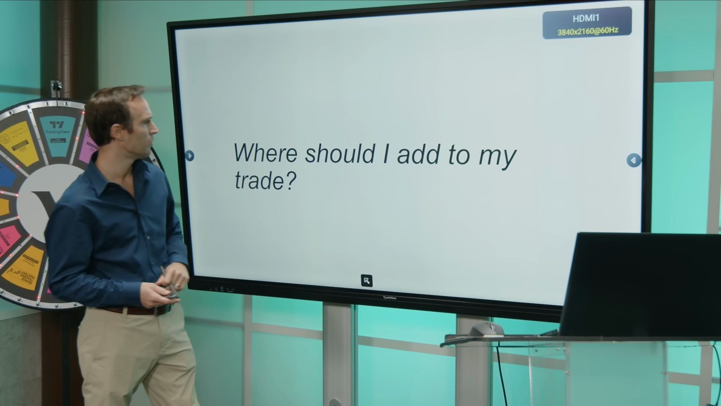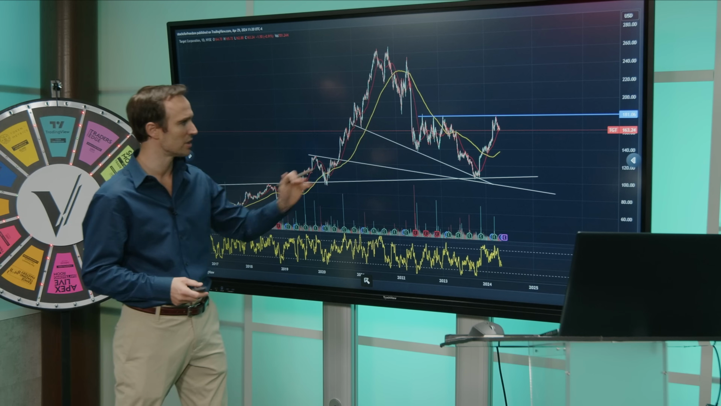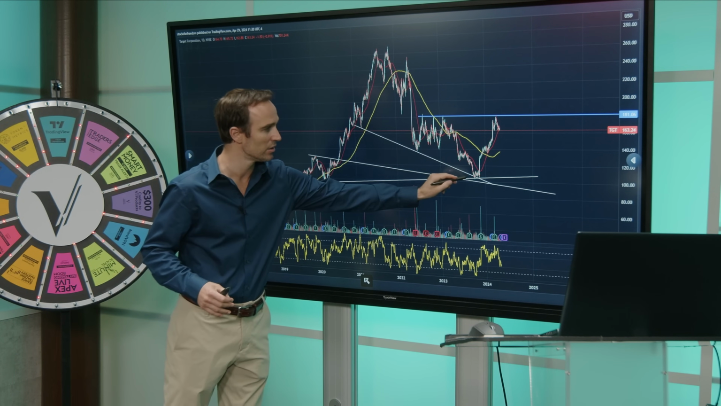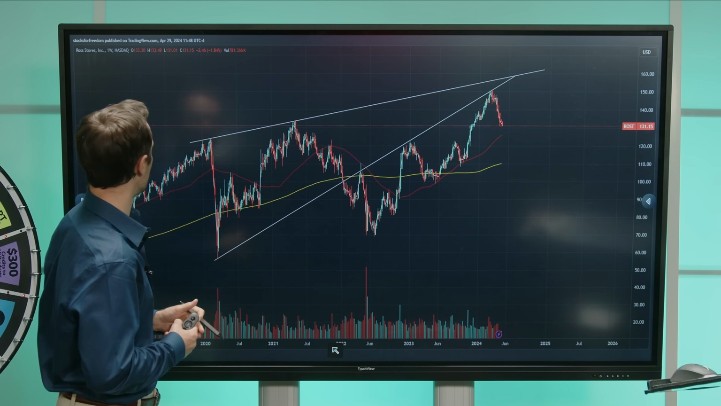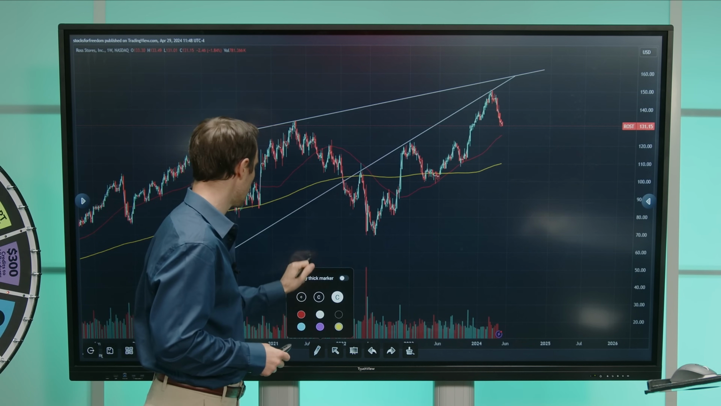And so, okay, where should I add to my trade? We talked about that. Here's the Target chart. You would know where to add to this chart. You would know where to enter, and you would know where to add. Here's another stock, Ross Stores. So you have a couple trend lines here.